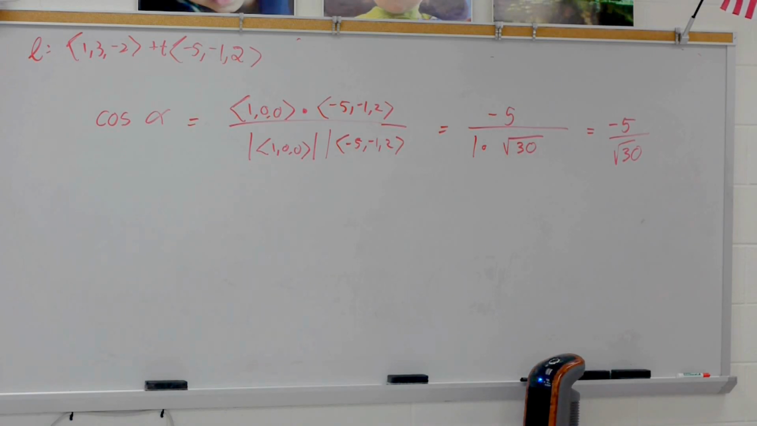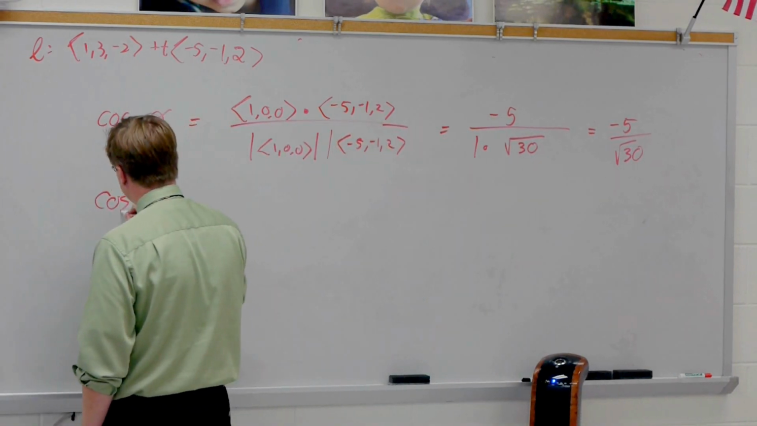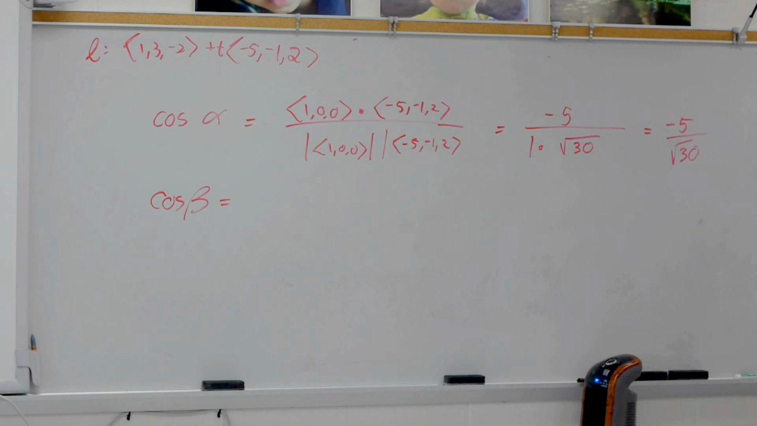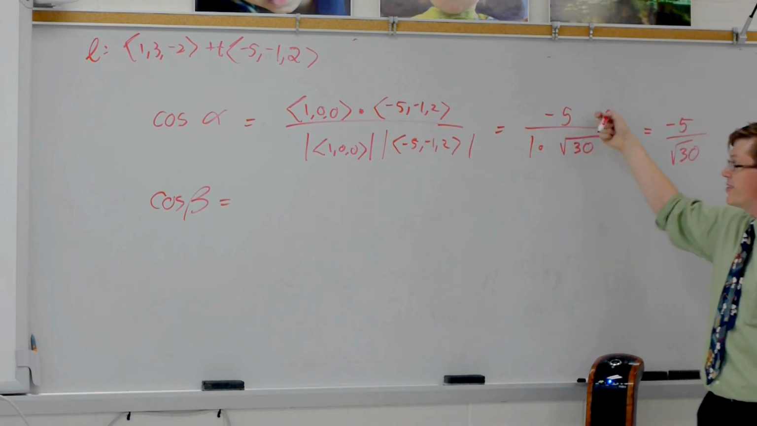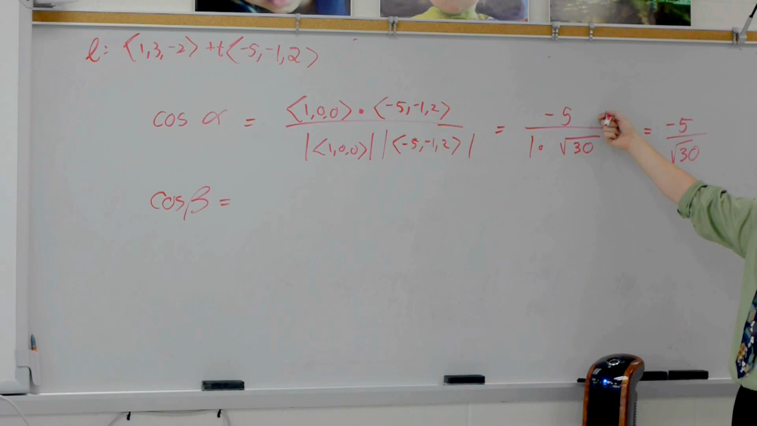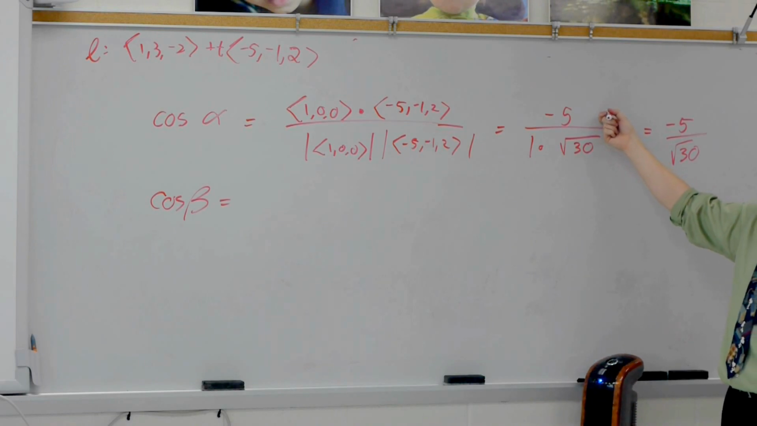So cosine alpha is -5 over root 30. Where do the numbers come from? I just did the one, the other two. Well, this is the dot product. That's A dot A. Oh, you did B dot B plus C dot C. Oh, you just did that in your head. It's literally -5, plus 0 plus 0. Yes, I did that in my head.